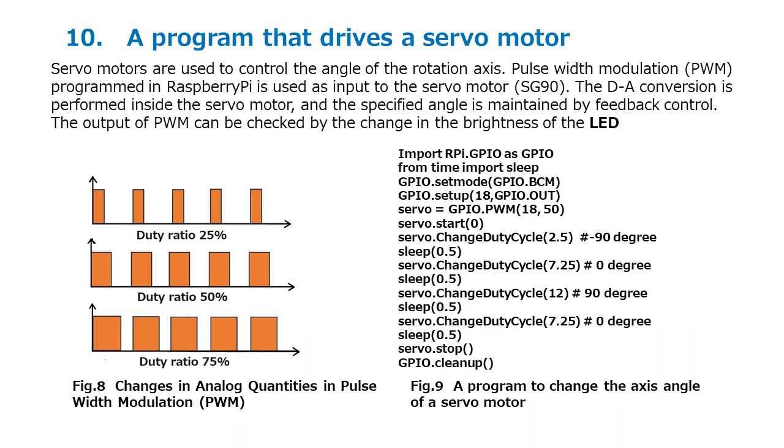A program that drives a servo motor. Servo motors are used to control the angle of the rotation axis. Pulse width modulation (PWM) programmed in Raspberry Pi is used as input to the servo motor SG90. The DA conversion is performed inside the servo motor, and the specified angle is maintained by feedback control. The output of PWM can be checked by the change in the brightness of the LED.